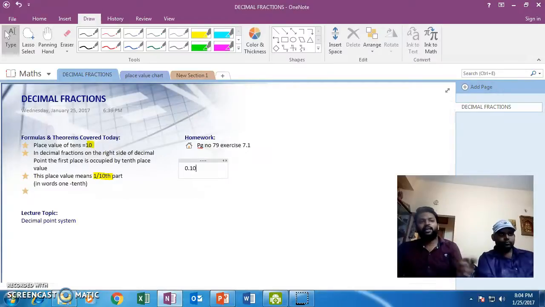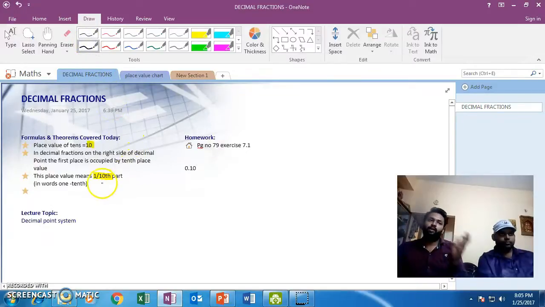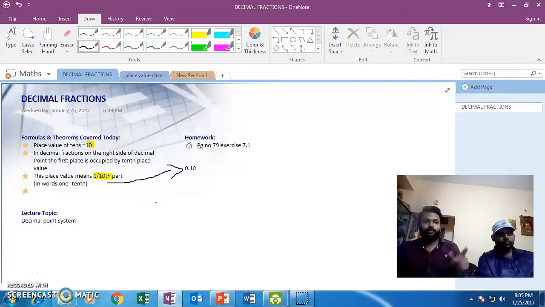As the decimal is converted into a fraction, it is completely about the part of a whole. So here this place value, the 10th place value, means 1 by 10th part of a total whole. And we can also call this 1/10, one-tenth. This is the name in words.